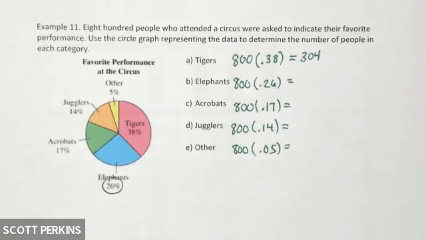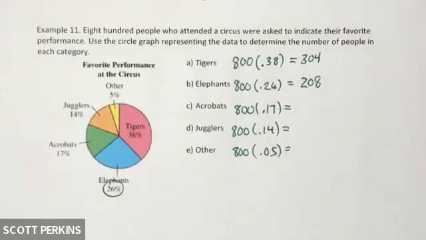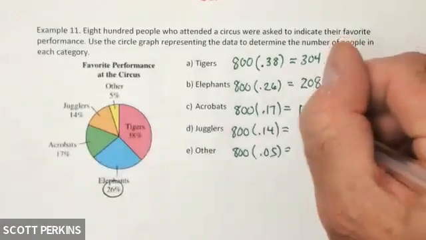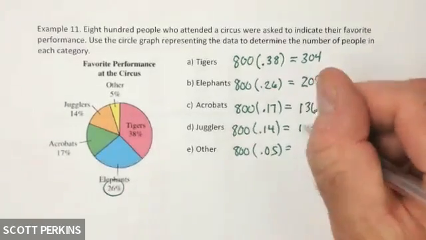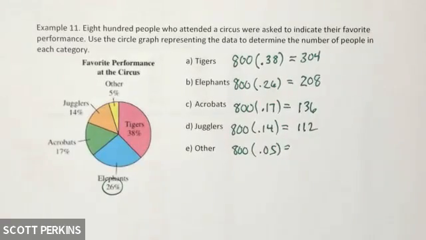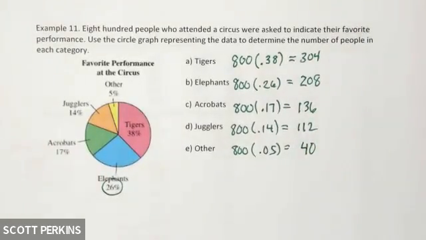So 800 times 0.26, you should have got 208 people right here. And then 800 times 0.17, whoops, I don't know what I just did there. That's better, 136. If you got something different than me, it probably means I pushed the wrong button on my calculator, so please let me know. The next one's 112. And last but not least, 0.05 times 800 is going to be 40. And there we go. That's how the people are distributed according to the pie graph.